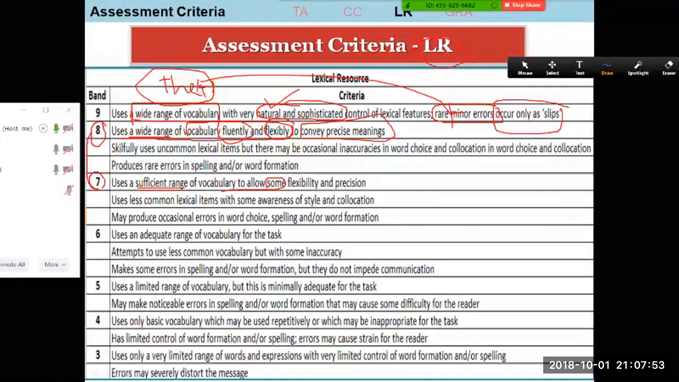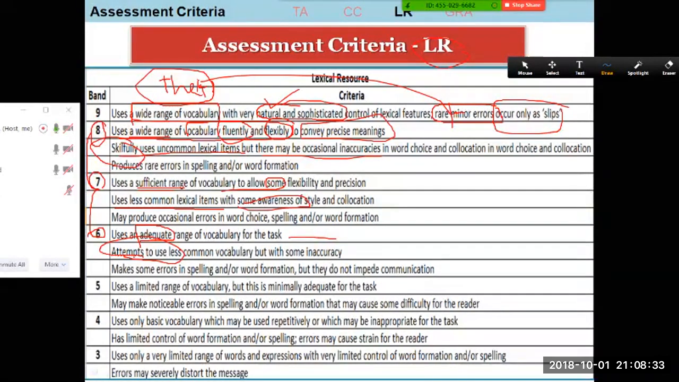So if that is not the case, we'll come down and we'll see uses an adequate range. Now this is no more sufficient, or no more wide, and there's no discussion of flexibility and precision. Similarly, I will check other dimensions of this criterion. Skillfully uses uncommon lexical items, but there may be occasional inaccuracies. And here, if you see, uses lexical items, not skillful uses, with some awareness. And if you come down further, attempts to use.